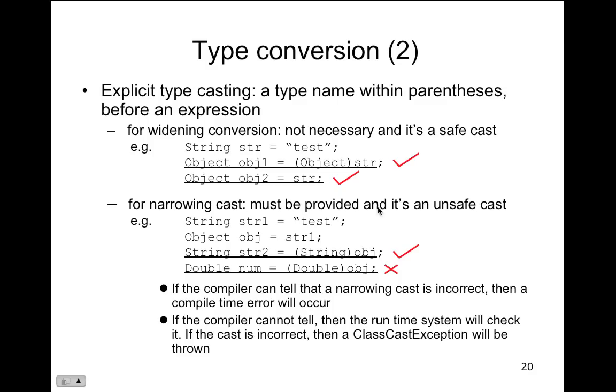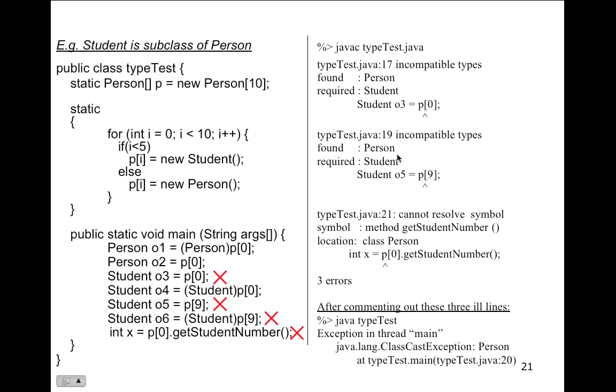So narrowing must be provided. Here we have double to string, so double numbers, a double object. Well, object was created as string, so we're changing an object string into a double. We might have a little problem with it. And long story short, they used to tell you in C or C++, don't typecast, because you didn't know what you were converting to what.